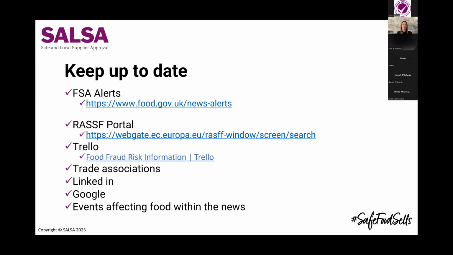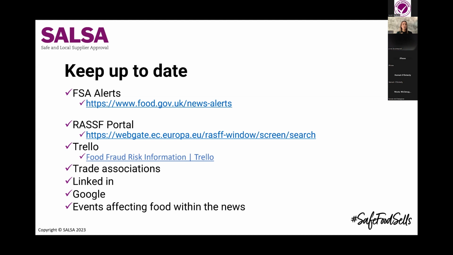There are various places that you can look for this. Things like the Food Standards Agency website, they have an alert system, and you can log on there and set yourself up with alerts. It will send you an email if there is a topic that you should be aware of. There's also the RASFF portal. We've got a link on here. Again, you can look up specific product categories and food ingredients, and that will give you information about whether there have been any issues around those ingredients.